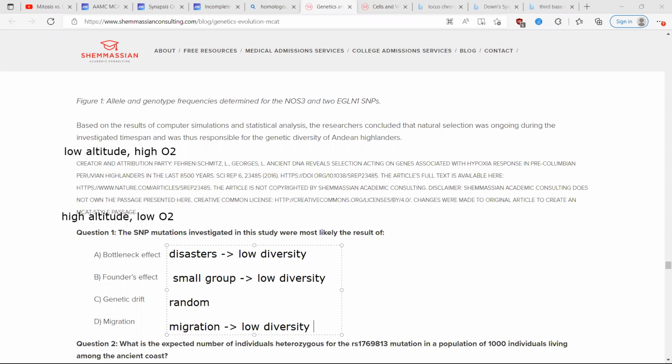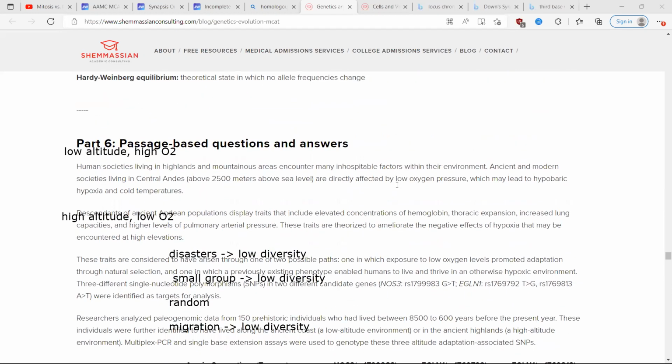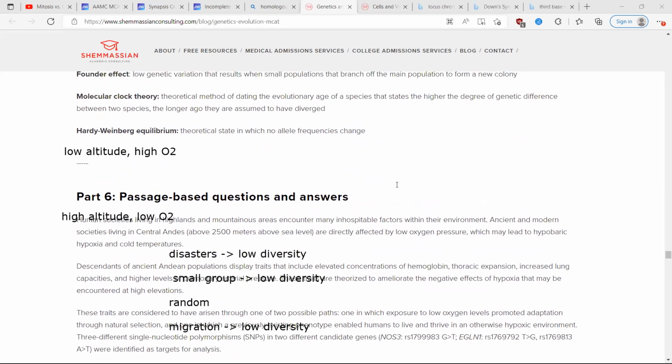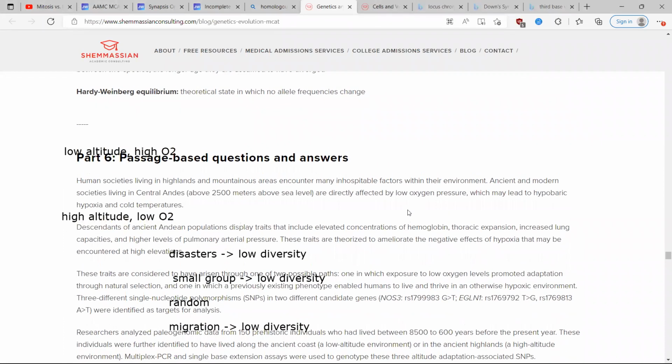Okay, so in this case, the mutations investigated, did they mention anything about a disaster? No. Did they mention anything about small groups? I don't think so. So then we can think about if it's genetic drift or if it's migration. Did they say that they migrated to the highlands or anything like that? Living in highlands and mountainous areas encounter many inhospitable factors with their environment. Descendants of populations.